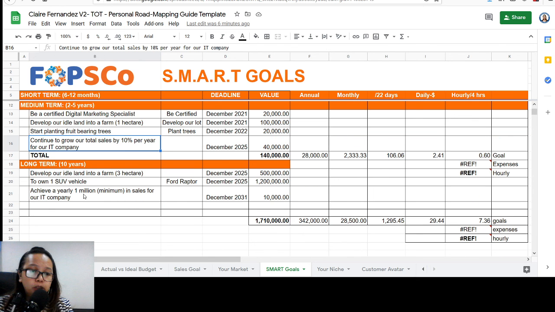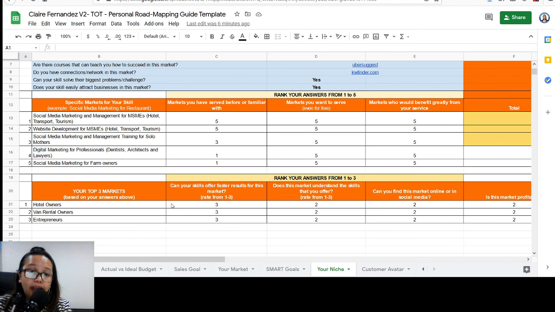And of course, my long-term goal is to develop our idle land into a farm. The next one is 3 hectares. Own one SUV, a sports utility vehicle, maybe a Ford Raptor, very specific. It's 1.2 million. And achieve a yearly minimum of 1 million in sales for our IT company. By then, I'll be able to afford a vehicle. So that's it. And of course, for your niche, as I discussed earlier, you really have to start thinking about this market, putting it into writing, and start reaching out to this market.